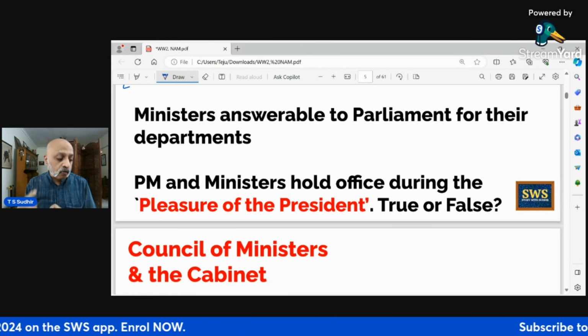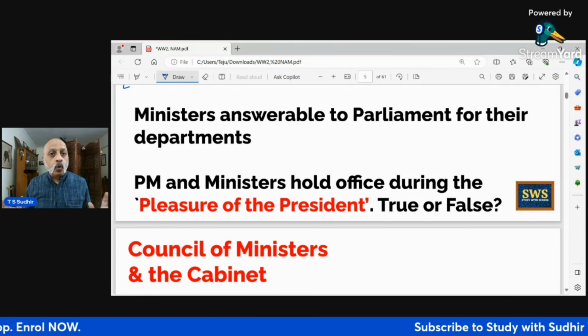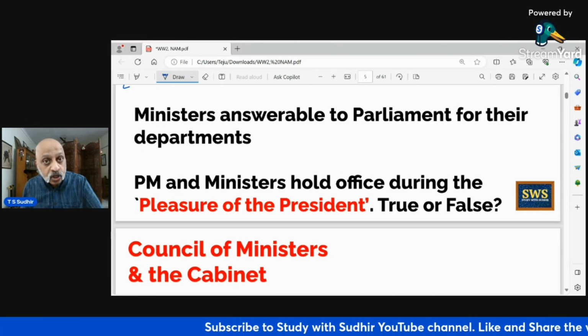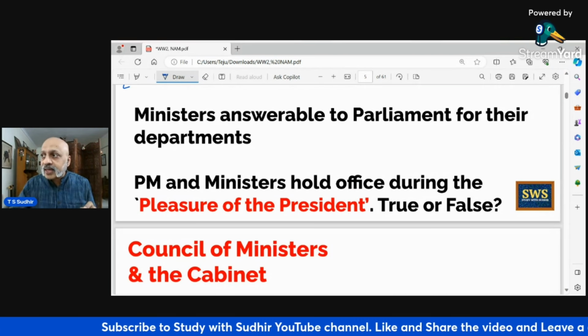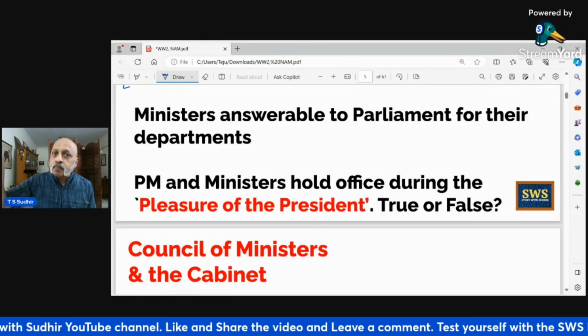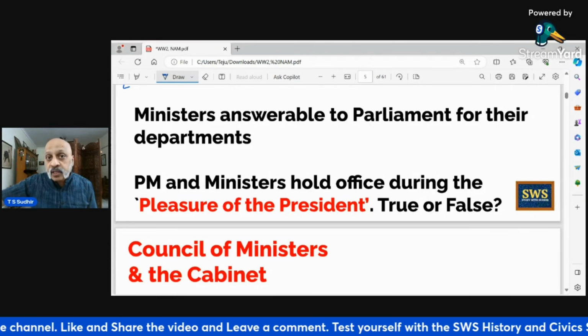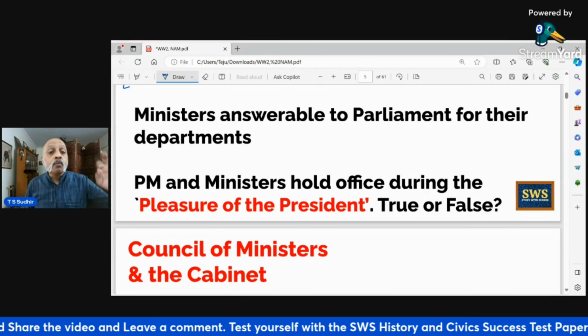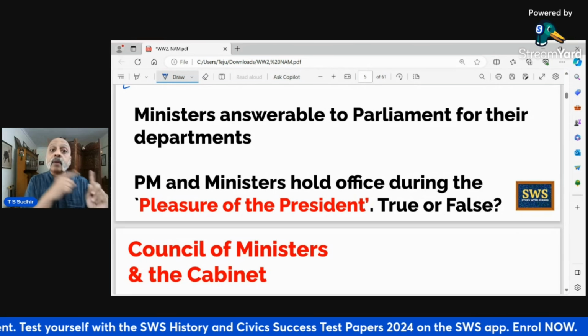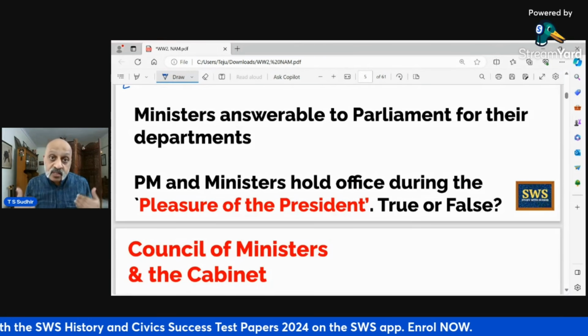And they can remain in office till they enjoy the majority of the Lok Sabha. So technically speaking, it's not dependent on the pleasure of the president. The President cannot say, I don't like you, so I will dismiss you. No. Till you have above 272 members in the Lok Sabha, nothing can remove you as the Prime Minister of the country. Ministers can be removed depending on the Prime Minister's desire.